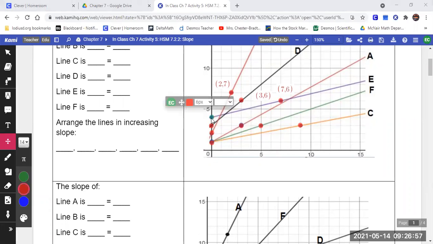How about that one? What's that one? 0, 4. Yep, because we didn't go anywhere. We just went up. Nice. We're doing great. Let's go all the way down this row and get all these done.